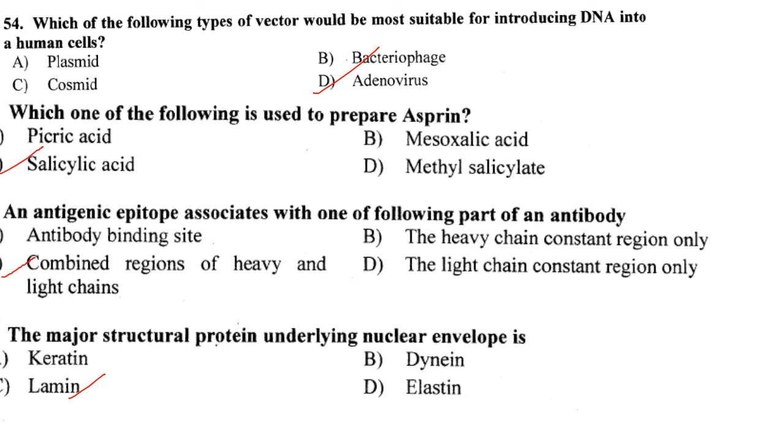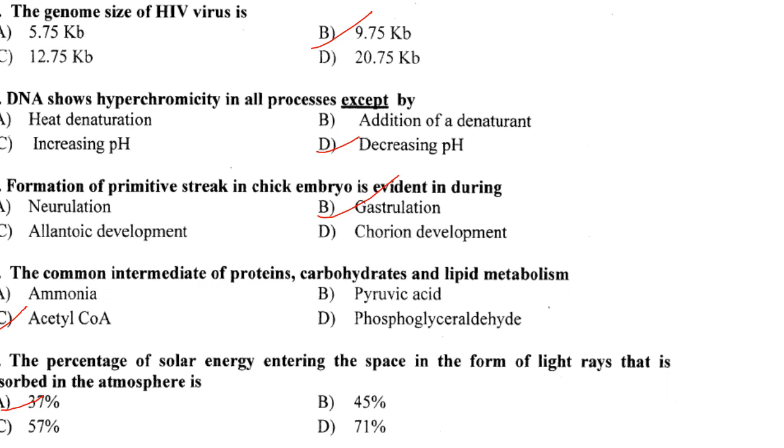An antigenic epitope associates with one of the following parts of an antibody. So epitope, known as antigenic determinant, is a part of the antigen that is recognized by the immune system, specifically by antibodies. So it is recognized by combined regions of heavy and light chains. So answer is option C. The main structural protein underlying the nuclear envelope is lamin. Answer is option C. The genome size of HIV virus is 9.75 kb.